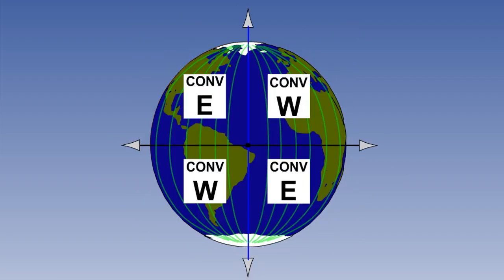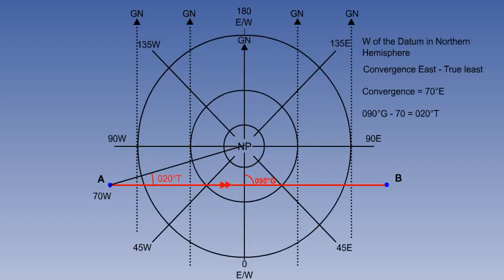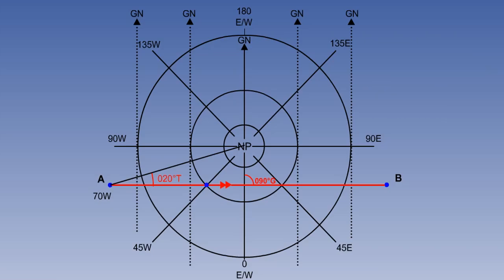This is easterly convergence. Convergence east, true least. The true track will be smaller than grid by 70 degrees. 090 grid minus 70 degrees gives us a true track of 020. We now continue along track until we reach longitude 45 west.